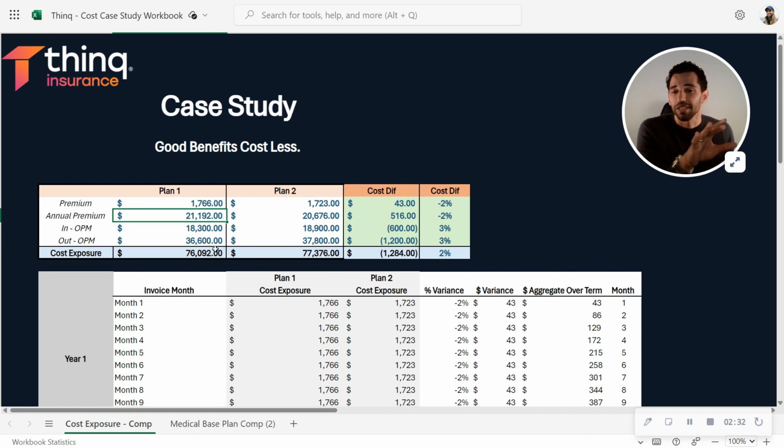meaning that the total cost exposure is between $21,192 if you don't do anything and $76,092 if everything in the world bad happened to you this year, right? So that's basically what you're looking at.